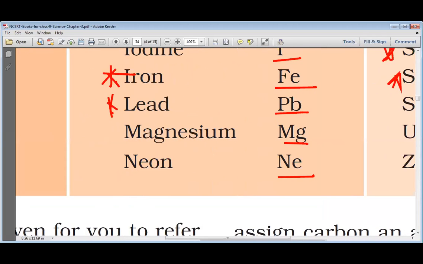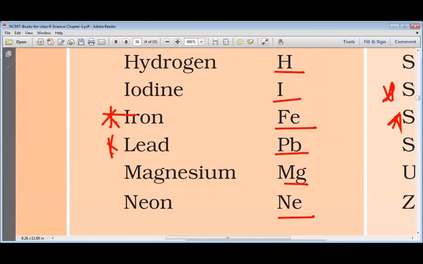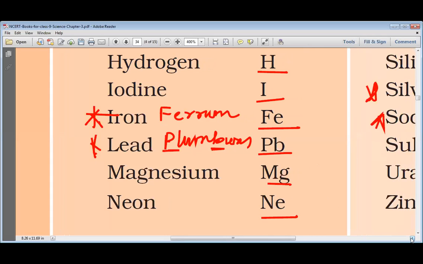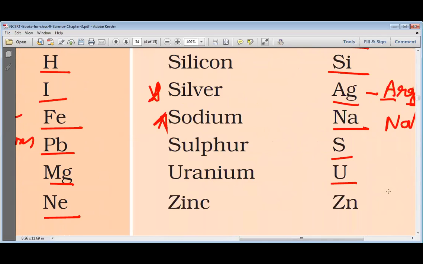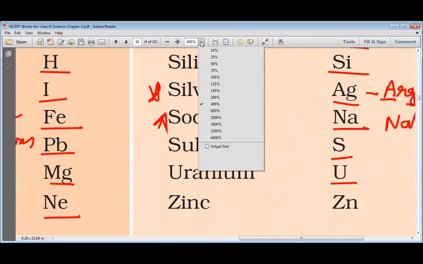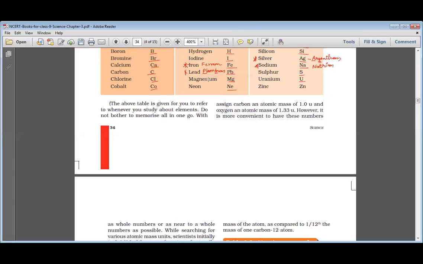Same way, my dear students, we have iron. The symbol Fe comes from the name ferrum. Same way for lead, the original name is plumbum, my dear students. And from this plumbum, the symbol Pb is taken. So this is how, my dear students, we write the various symbols for the various elements, and about them we have already studied in the previous classes.